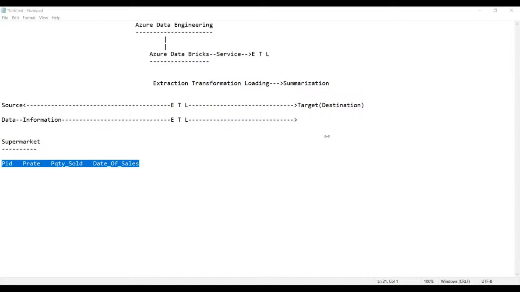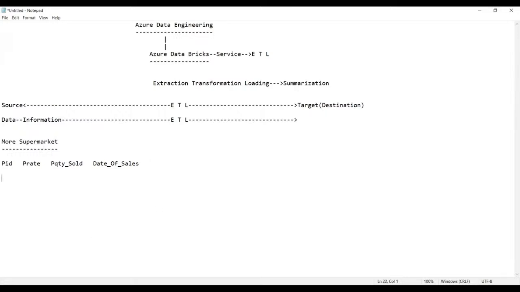Okay, so now guys, product ID, product rate, product quantity sold, and date of sales. These are the columns, the information of a supermarket. Let us make it a more supermarket, guys. This is the information of the More supermarket. Day wise sales is recorded. Can you see here, all of you?